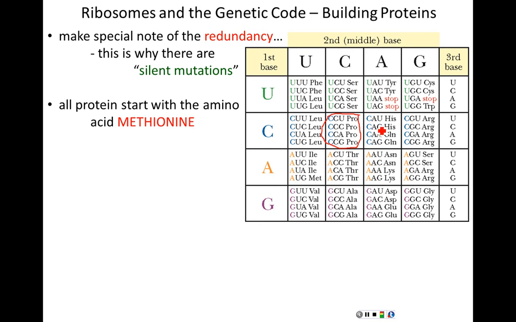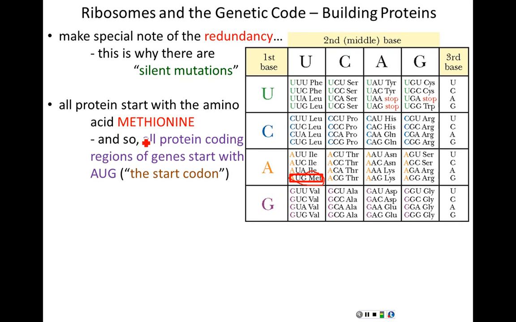All proteins start with an AUG in RNA or an ATG in DNA codon. That is the start codon that initiates or begins this translation process. AUG codes for the amino acid methionine. And so all proteins begin with an AUG start codon. That's how we recognize protein coding genes. All genes start that way.